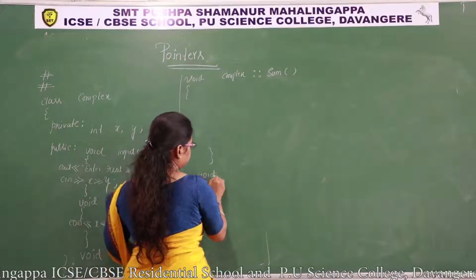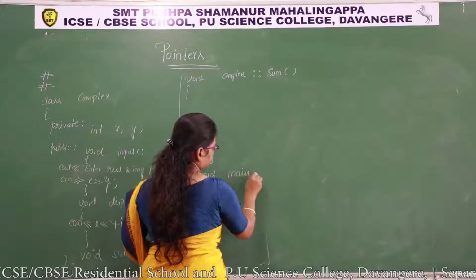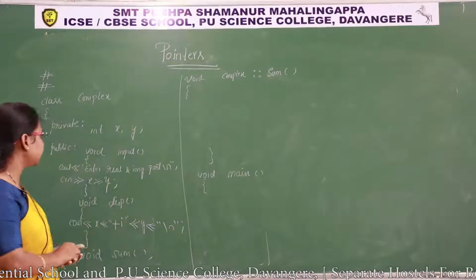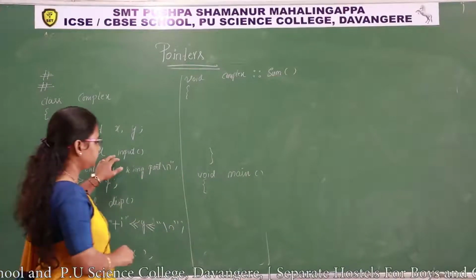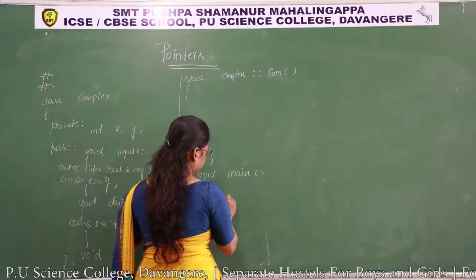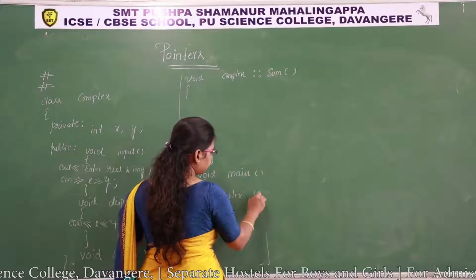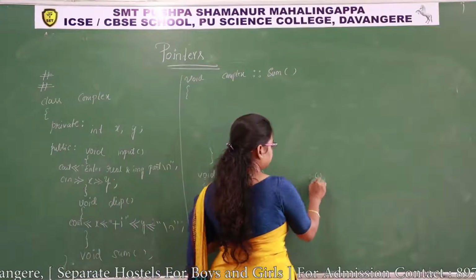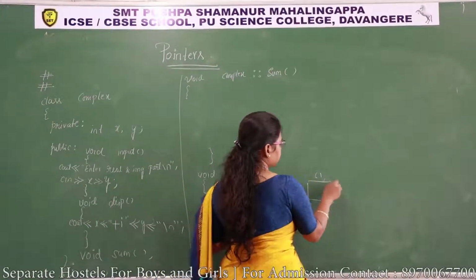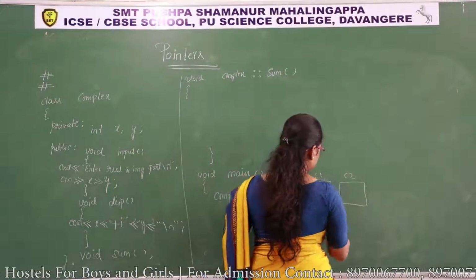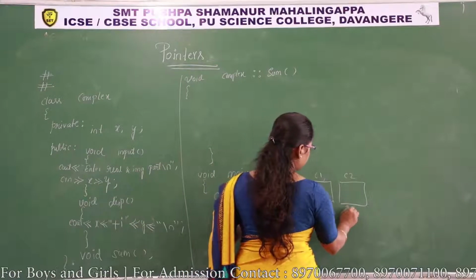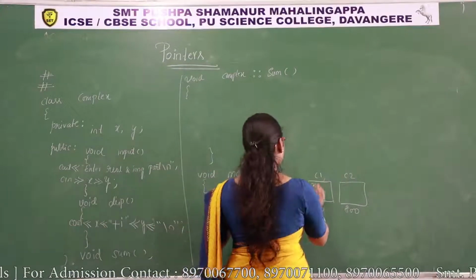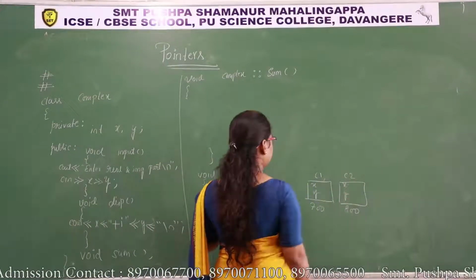Void main. First we have to read complex numbers. To read a complex number we have a function called input function. Complex C1, C2. Okay. C1 is an object now. There is a memory for C1 and also for C2. Let us assume the address of C1 is 700 and of C2 is 800. Now, what is there in C1 and C2? X and Y are there.